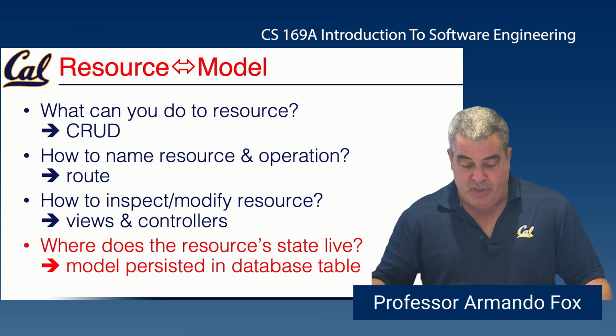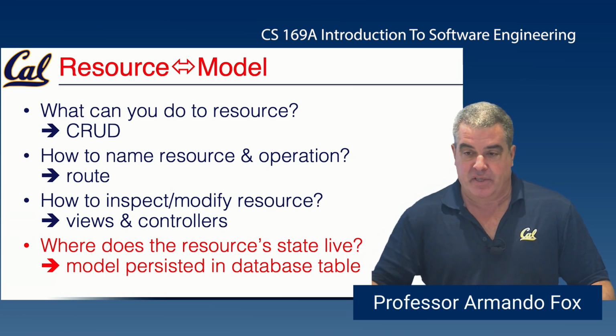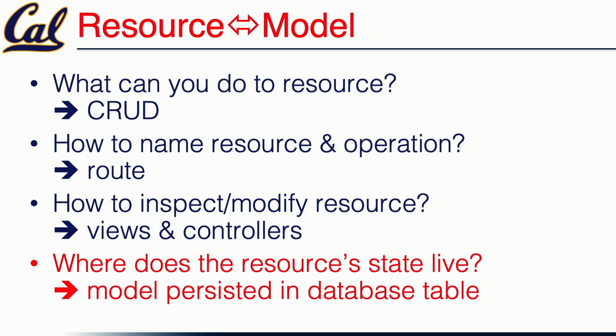So the only remaining thing in Model View Controller is the model's logic and the model state, right? That's where the action is: what do you store about the app and what can you do to that stored state? And in the case of Rails, the model is persisted in a database table. So let's talk a little bit more about what that means.